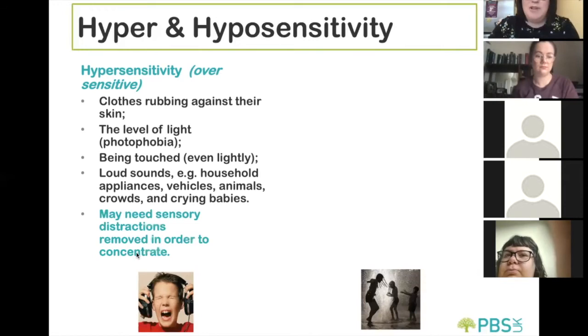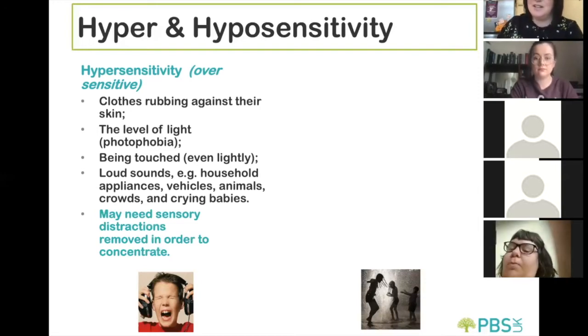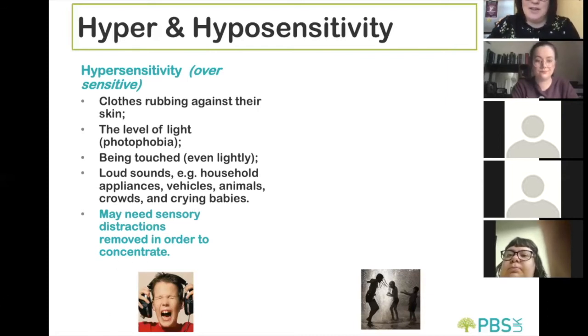So for people who fit into that category, we might need to think about sensory distractions being removed in order for them to be able to concentrate. If we're asking something of that person, if we're introducing a task that's new or difficult or challenging, then we need to think, how do we make this environment as comfortable as possible for them, knowing that they're probably hearing the drip of the tap, or the hum of the fridge, and all those kinds of things. We're going to look in more detail at some of the other approaches that we can use around sensory changes.